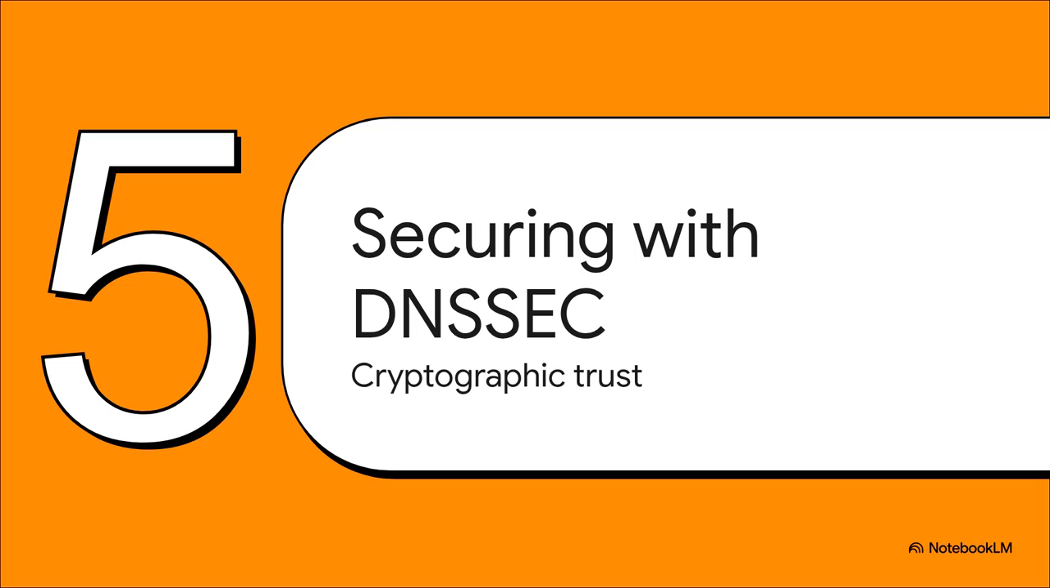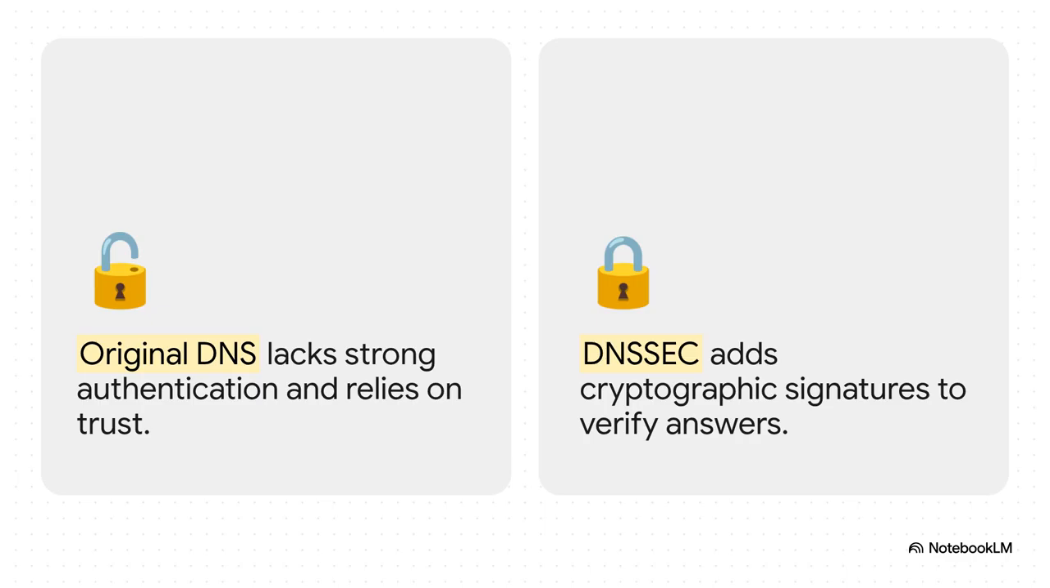Section 5, Securing DNS with DNSSEC, Adding Cryptographic Trust. To fix a flaw like cache poisoning, we clearly can't rely on the original design's blind network trust anymore. Enter the DNSSEC framework. This is a modern upgrade that adds hard cryptographic signatures to actually verify the phone book's answers. With DNSSEC enabled, the resolver doesn't just blindly accept an IP. It demands a digital signature. This mathematically proves that the IP address really truly came from the actual domain owner and that no one tampered with it while it was in transit. It's a real game changer.